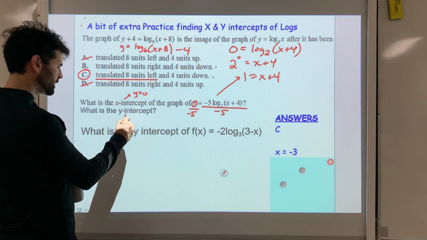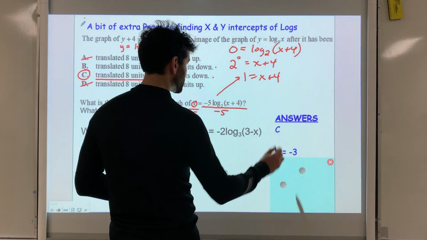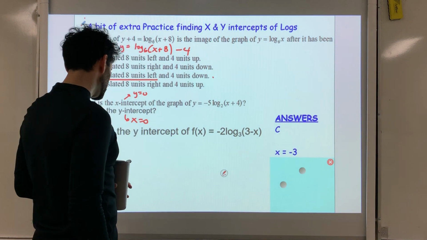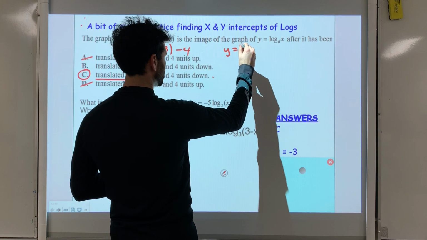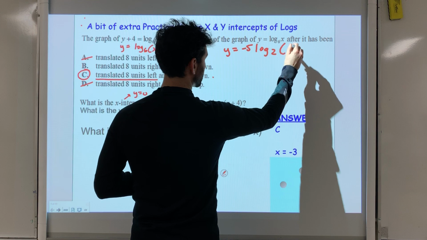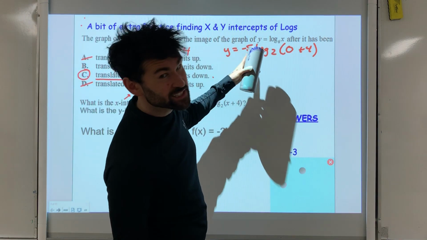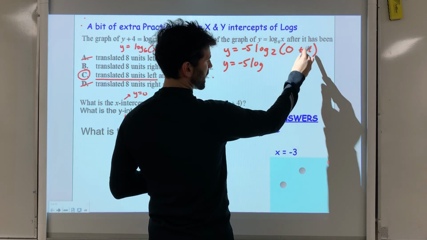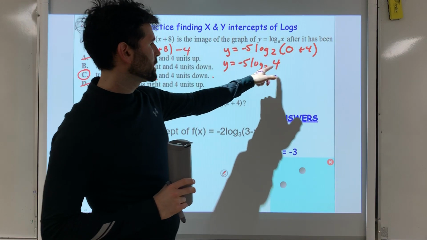So y-intercept means that x equals 0. Oh gosh darn. Let's see. Let's use my trusty eraser. So, x equals 0, which means I'm going to pop a 0 in here. I'm going to have y equals -5 log base 2 of 0 plus 4. Well, this is going to be a little trickier because I might actually have to deal with that -5. But before we do that, let's see what happens in the brackets here. So we would get 4. Right, so we have log in base 2 of 4.